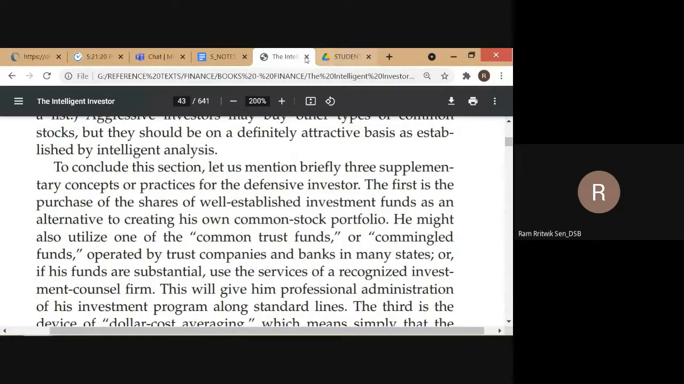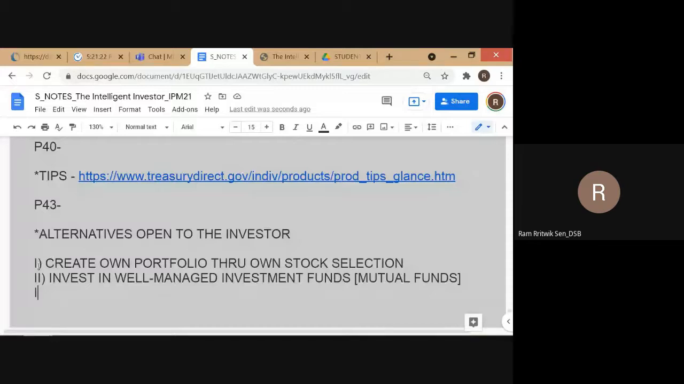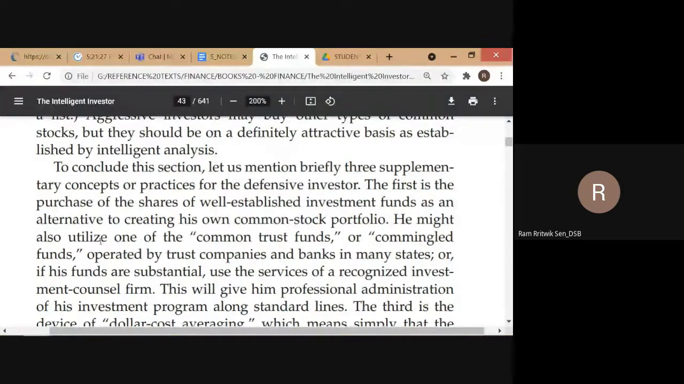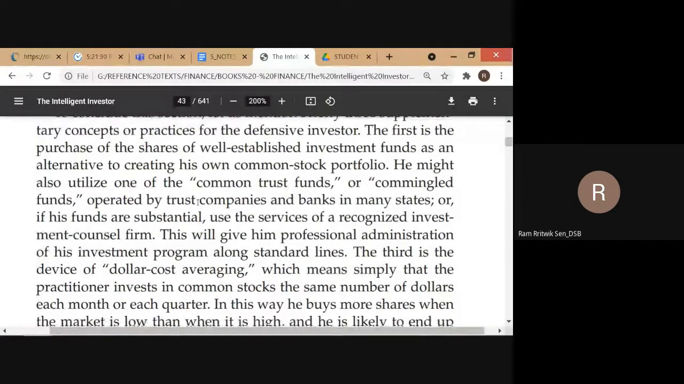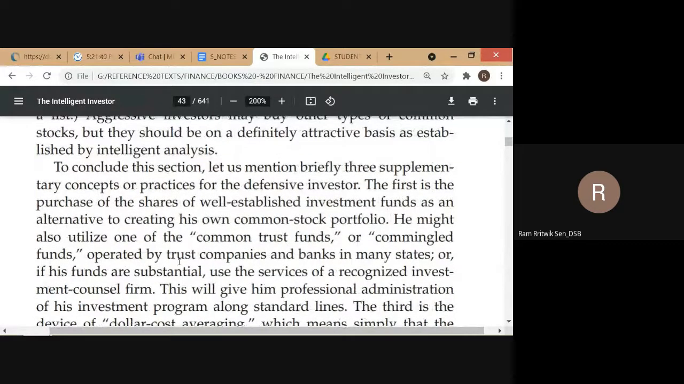So we actually have one extra, which is you have to create your own portfolio, invest in well-managed investment funds. Okay, so these are different types of funds. This is not really that different substantively from the mutual fund avenue. This is common trust funds or commingled funds.